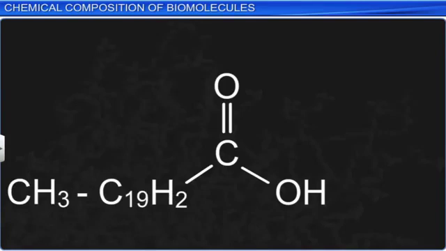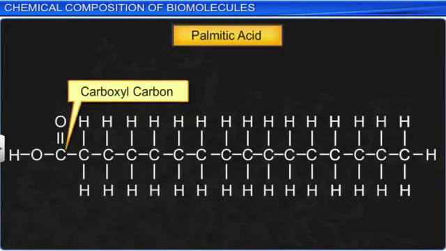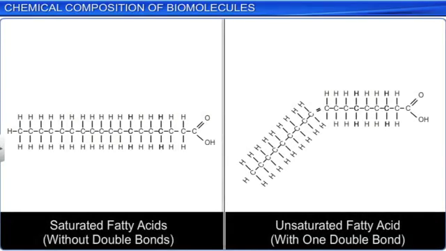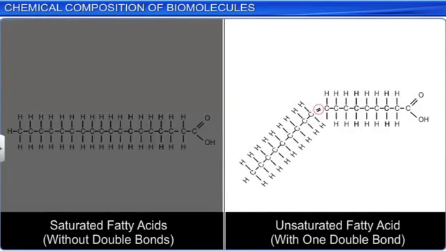For example, palmitic acid has 16 carbons, including a carboxyl carbon. Fatty acids can be saturated, or without a double bond. They can be unsaturated, or with one or more C=C double bonds.